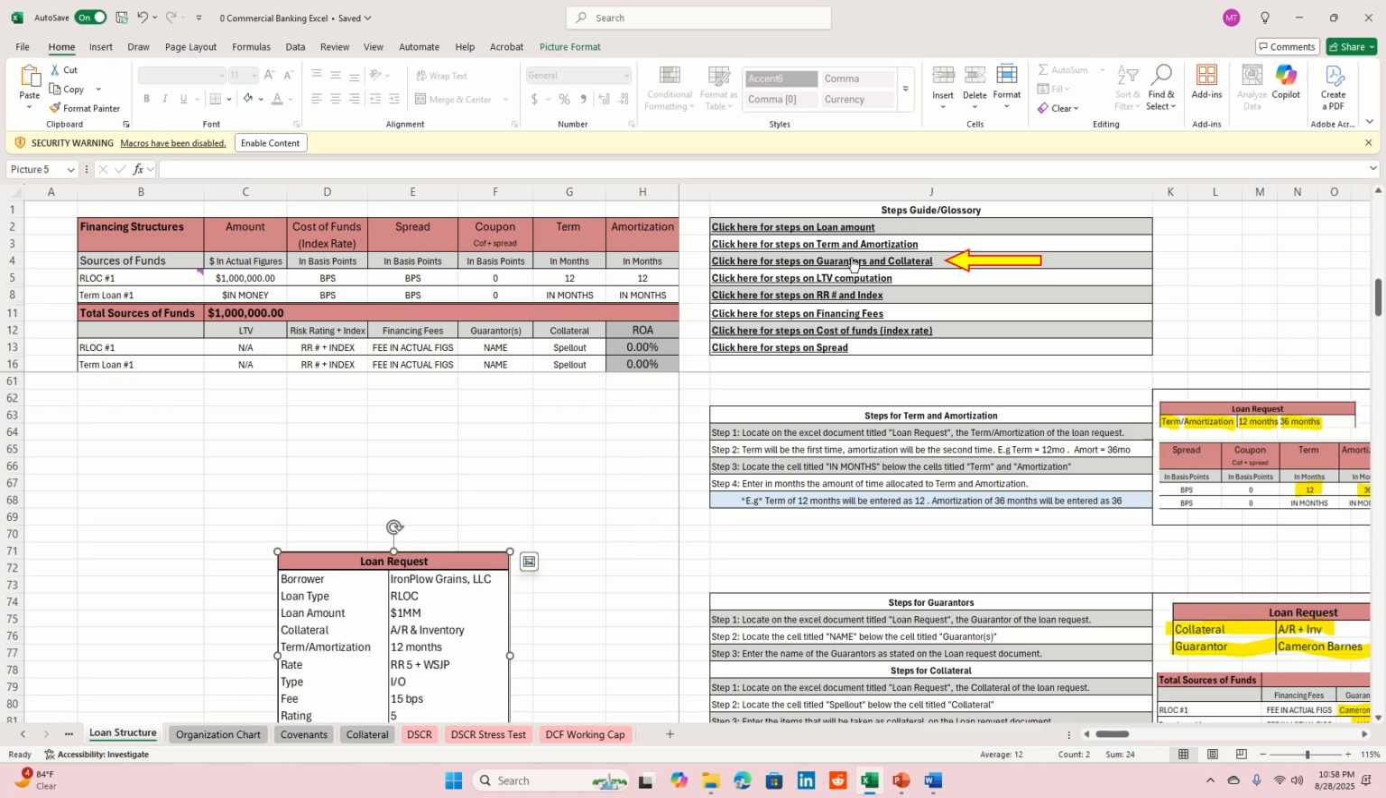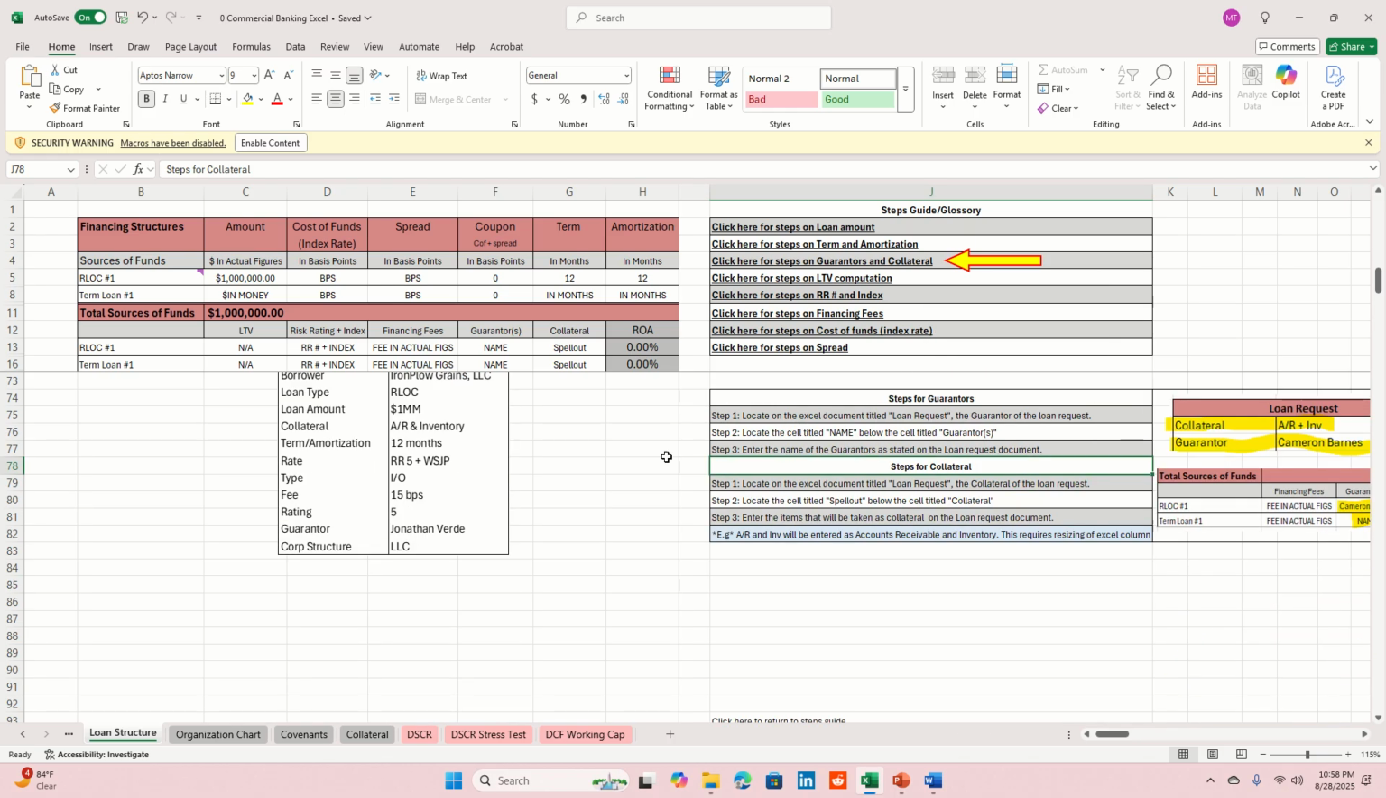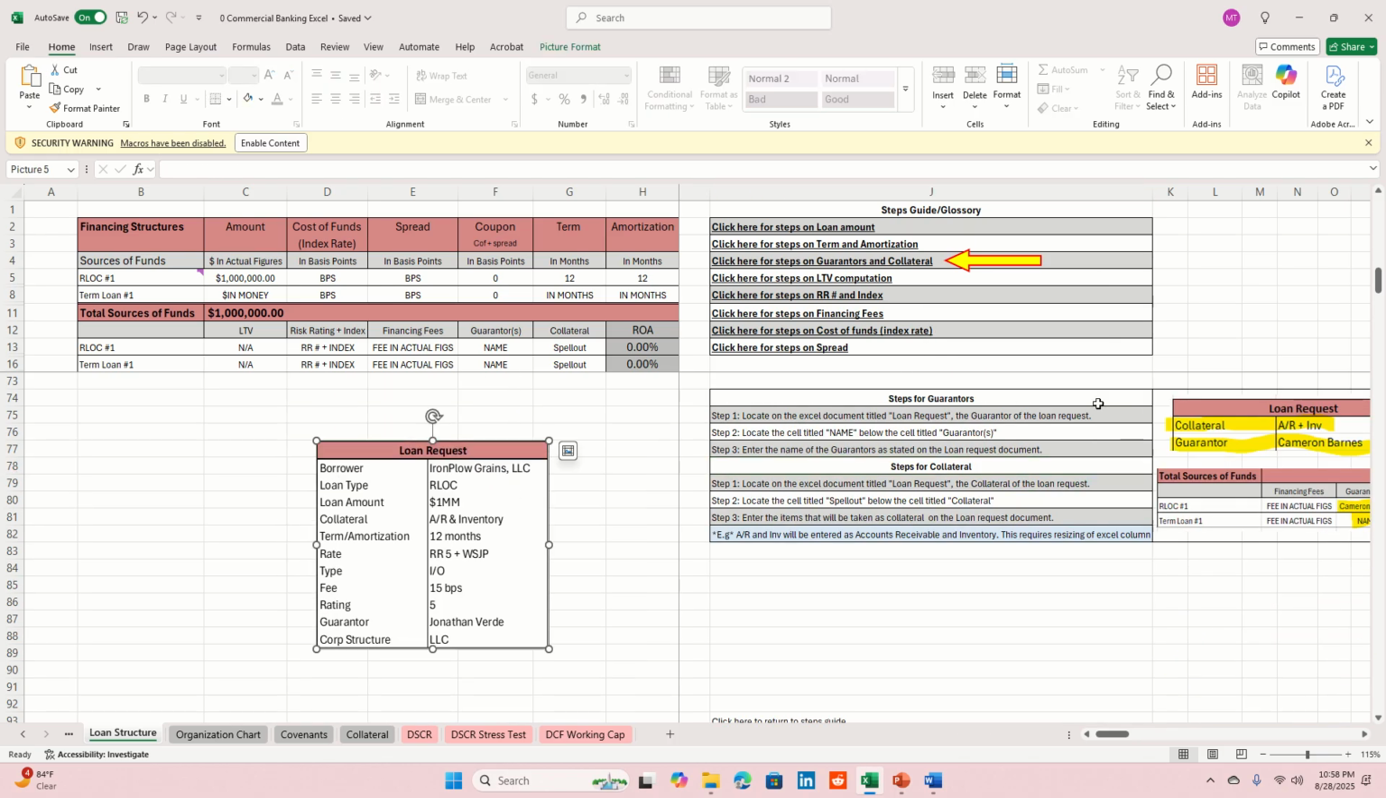So now we're going to go down. We're going to click guarantors and collateral. And again, there are instructions to the right, and then there are instructions here. Now for this one, our guarantor is going to be Jonathan Verde. We only have one.